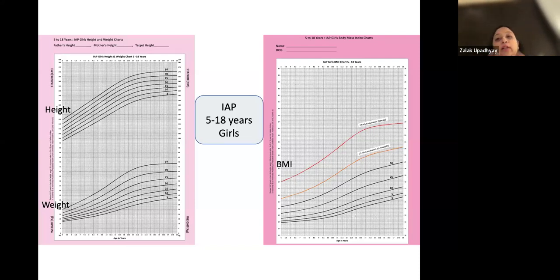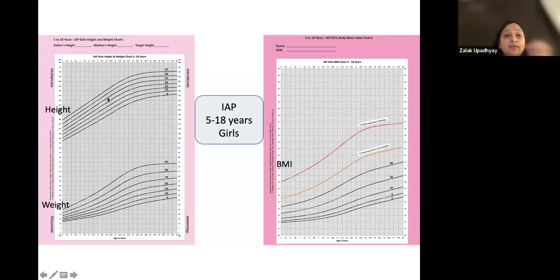So that is why they also need to be changed. So here, if you see in the IAP growth charts, there is again on the corner, you need to write name and date of birth. That's mandatory in each and every child to write down. Father's height, mother's height, and what is the target height, that is MPH.